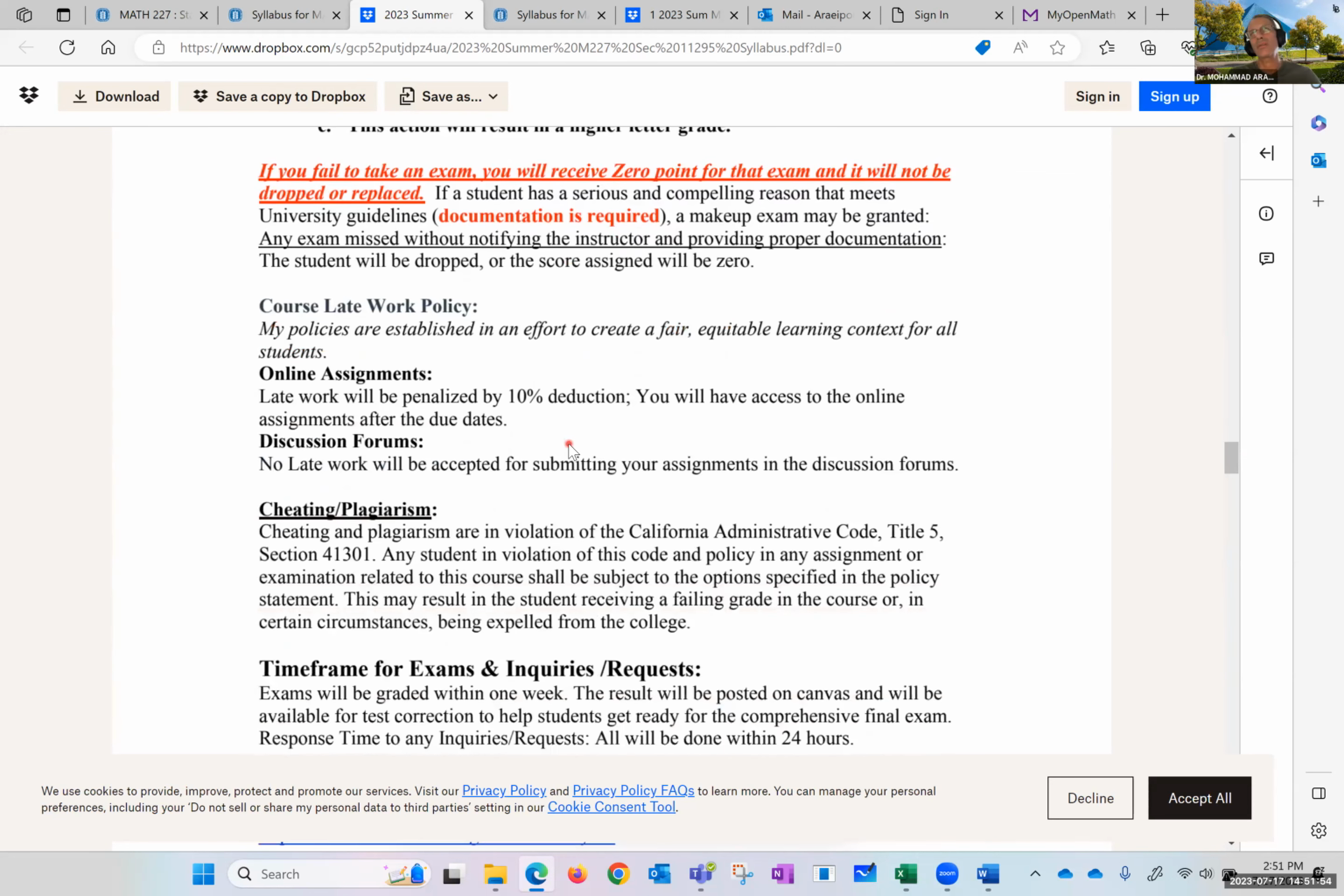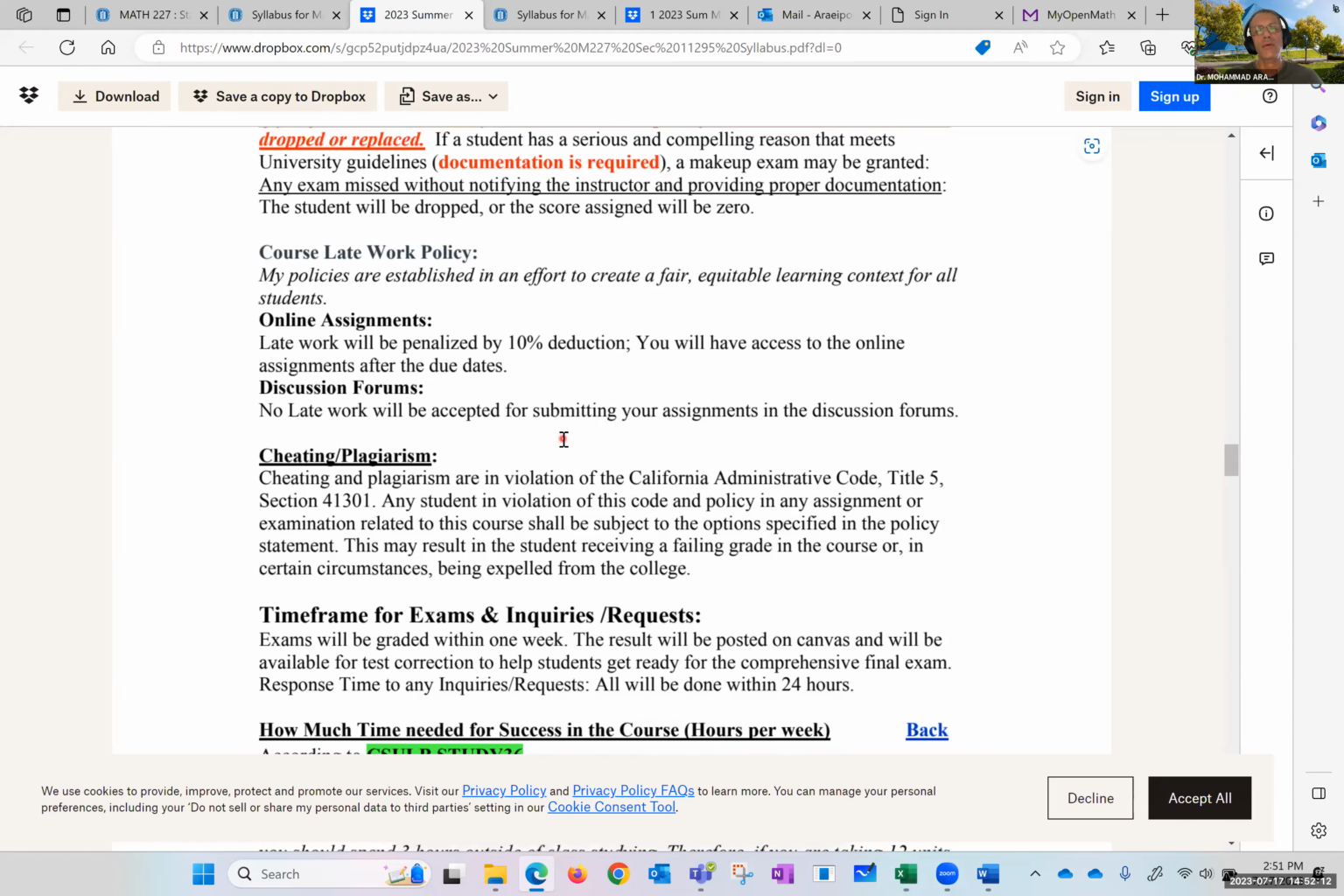Course late work, definitely this is a fast-paced course. You can't afford to do anything late, but for the homework assignments, there's a 10% deduction if you use a late pass. For some of them, you may be able to use it, but we don't have it for anything else.